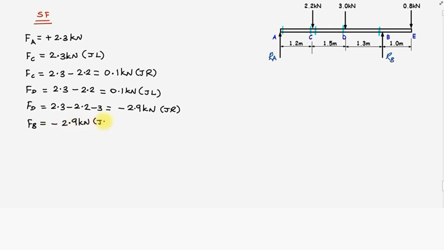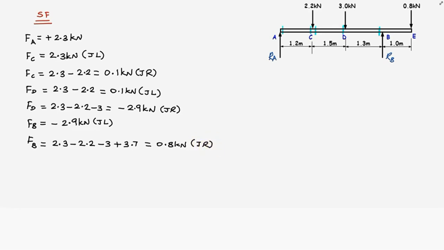Now coming to the point B just right. FB just right is equal to 2.3 kilonewtons minus 2.2 kilonewtons minus 3 kilonewtons plus the magnitude of RB. RB magnitude is 3.7 kilonewtons. On calculation, we find that FB is equal to 0.8 kilonewtons. This is the magnitude of the shear force at the point B just right.